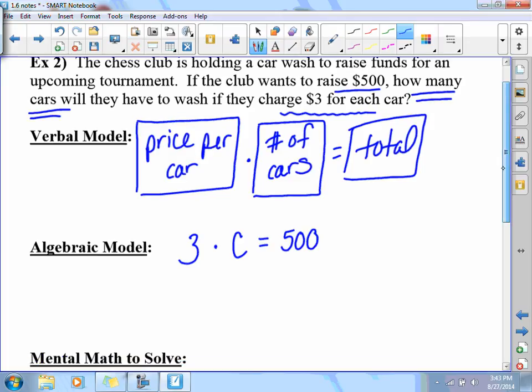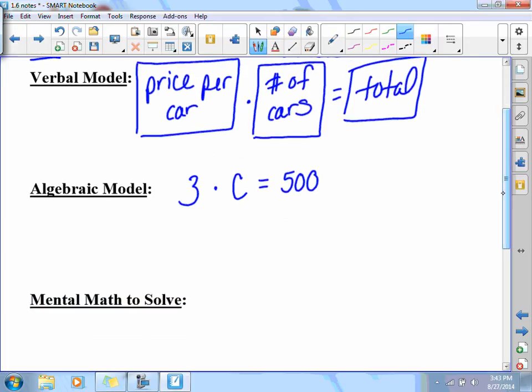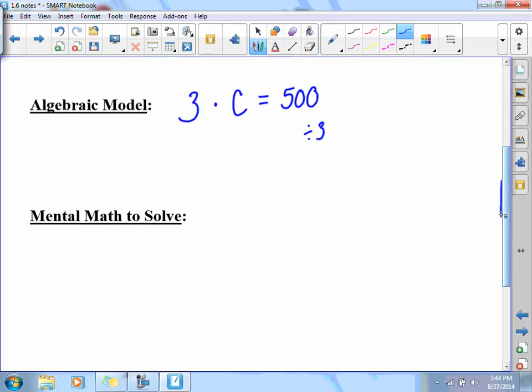So now I can solve this. I can think, okay, 3 times what is 500? Or I could do 500 divided by 3. And that's going to be a better approach because we're not going to get a whole number here. We're actually going to get a value of 166.67 when we take 500 and divide it by 3. So they can wash 166 whole cars, and then they have to wash 2/3 of the next car.